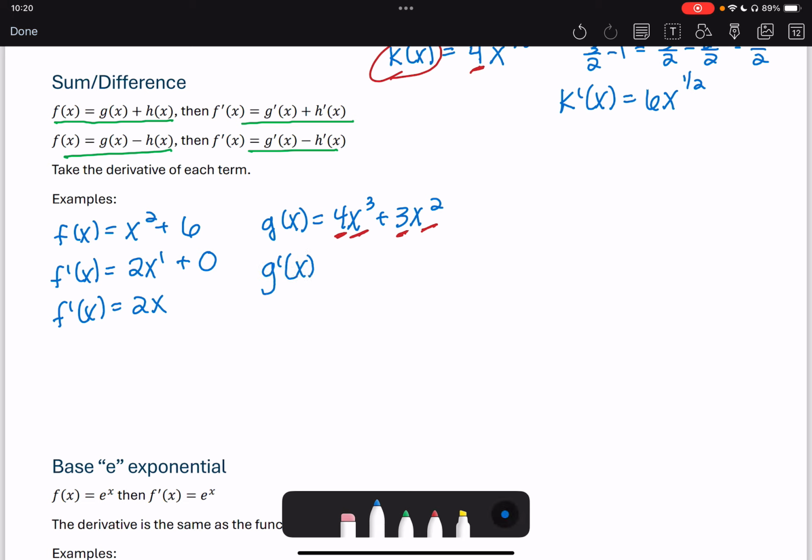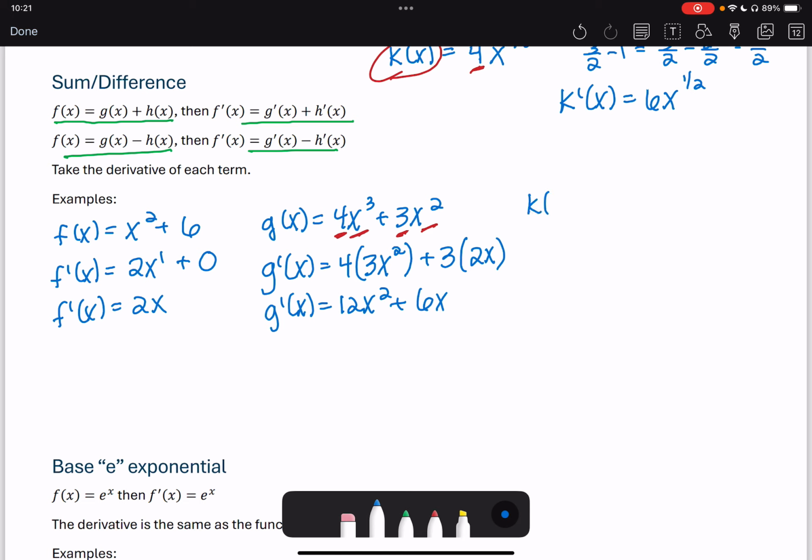All right, g prime of x. So constant multiples, remember they just sort of come along for the ride. So it'll be 4 times, use your power rule here, 3x squared, okay? Constant multiple of 3 comes along for the ride. Derivative of x squared is 2x, okay? So now we've got 12x squared when we simplify this plus 6x, all right? And that would be our derivative of g, okay? So you can see you're just kind of building things up here.